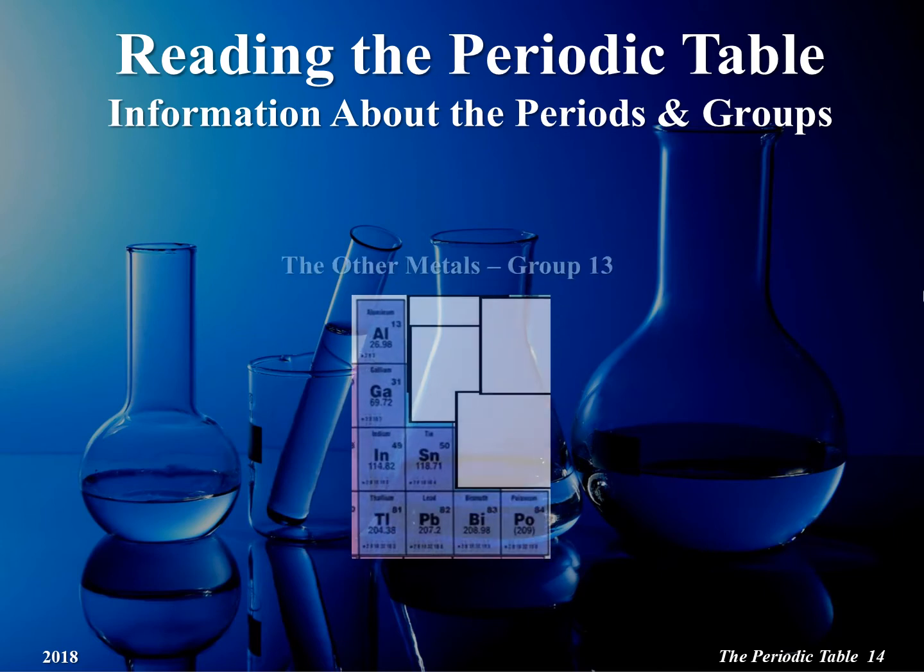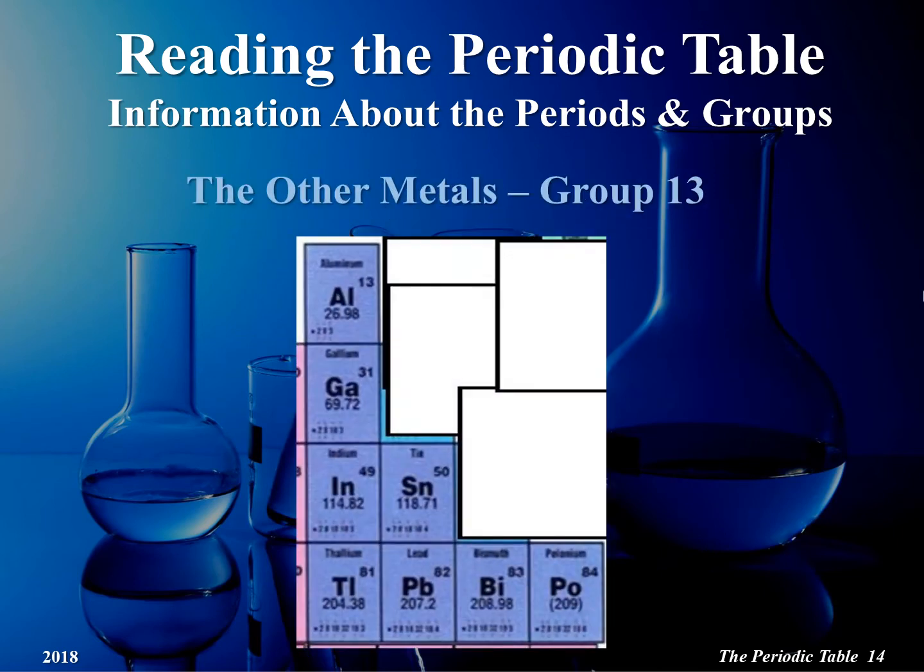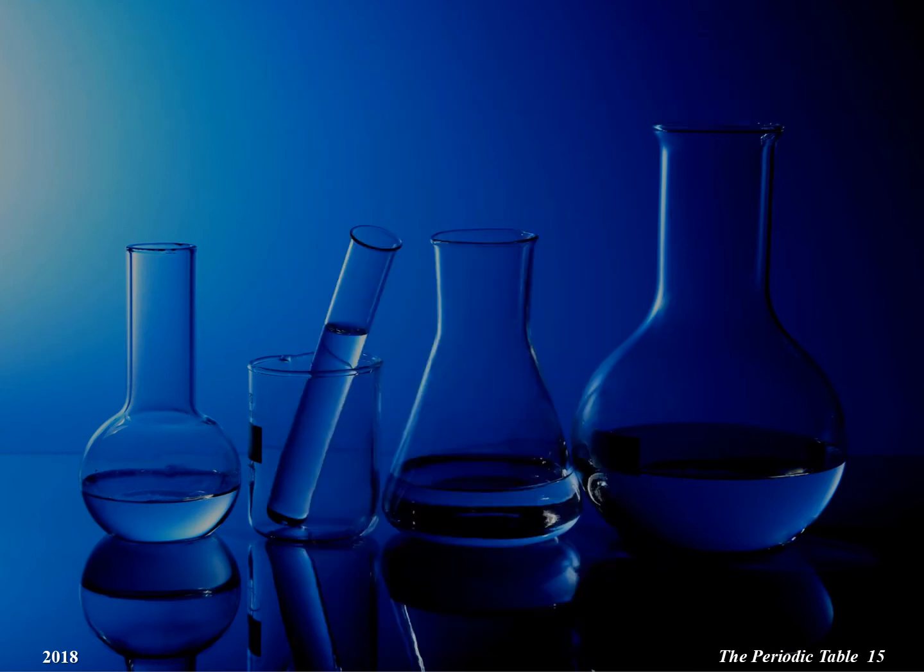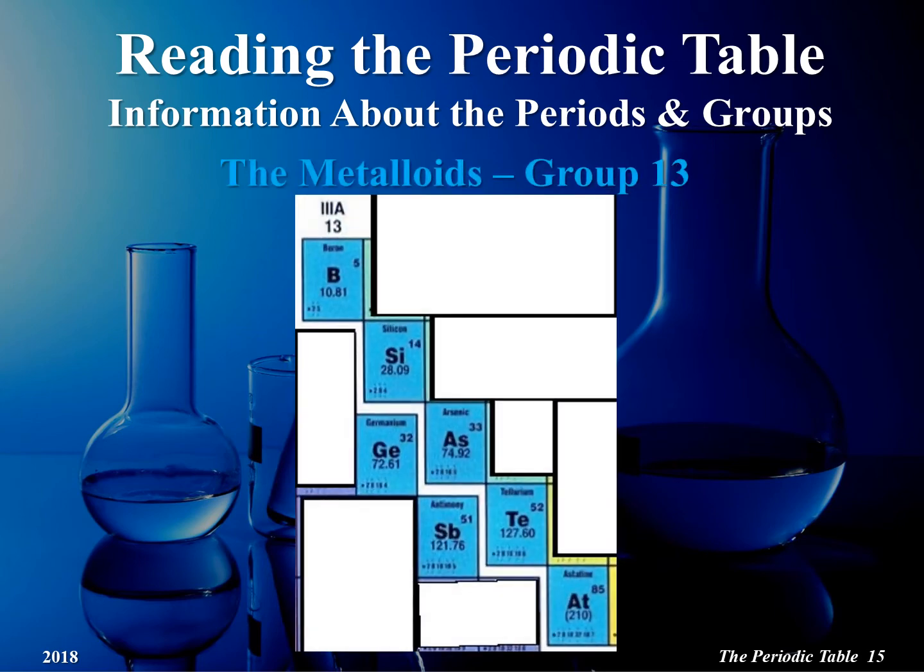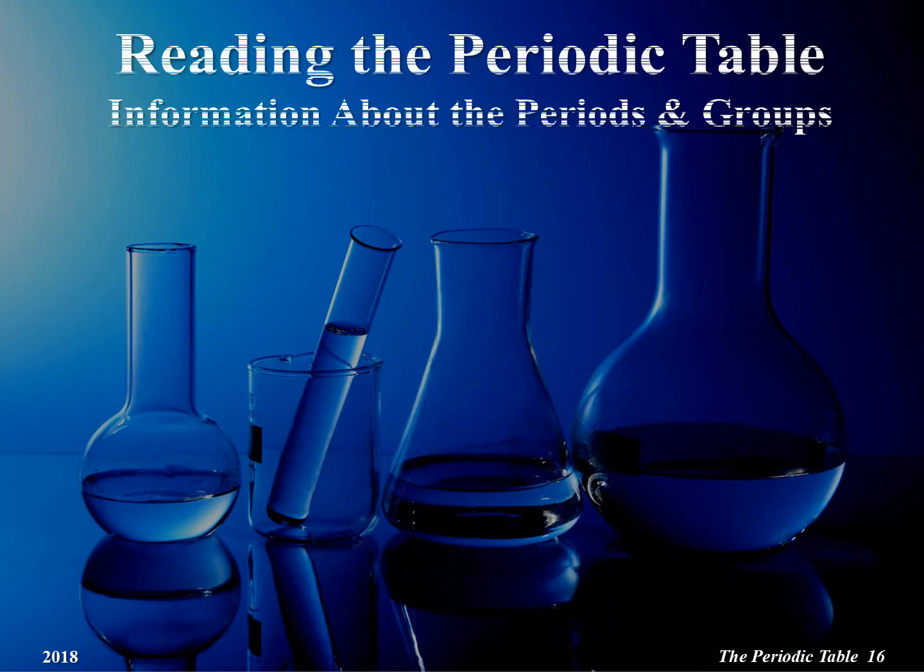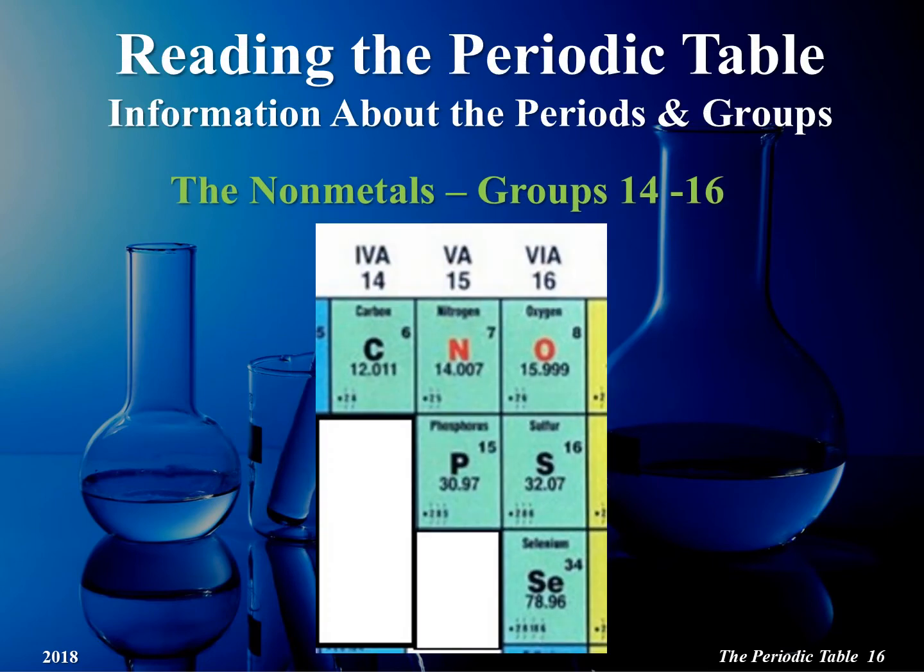Part of group 13 shows the other metals, which includes aluminum, gallium, indium, tin, thallium, lead, bismuth and polonium. The second part of group 13 comprise what are called the metalloids. This includes boron, silicon, germanium, arsenic, antimony, tellurium, and astatine. Groups 14, 15, and 16 include the nonmetals carbon, nitrogen, oxygen, sulfur, phosphorus and selenium. The red symbols indicate that nitrogen and oxygen are gases.